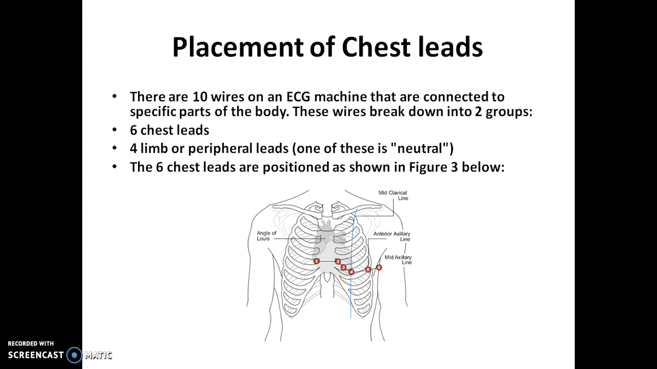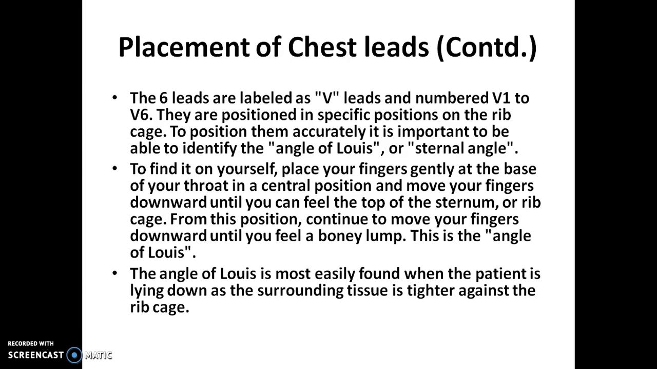One of these is neutral. The 6 leads are positioned as shown in this figure. You can see they are positioned in a particular fashion, on a particular spot. Next we are going to see how these 6 leads are placed. The 6 leads on the figure are labeled as V leads, where V1 corresponds to the first lead and V6 corresponds to the sixth lead, and they are positioned at specific positions on the rib cage.